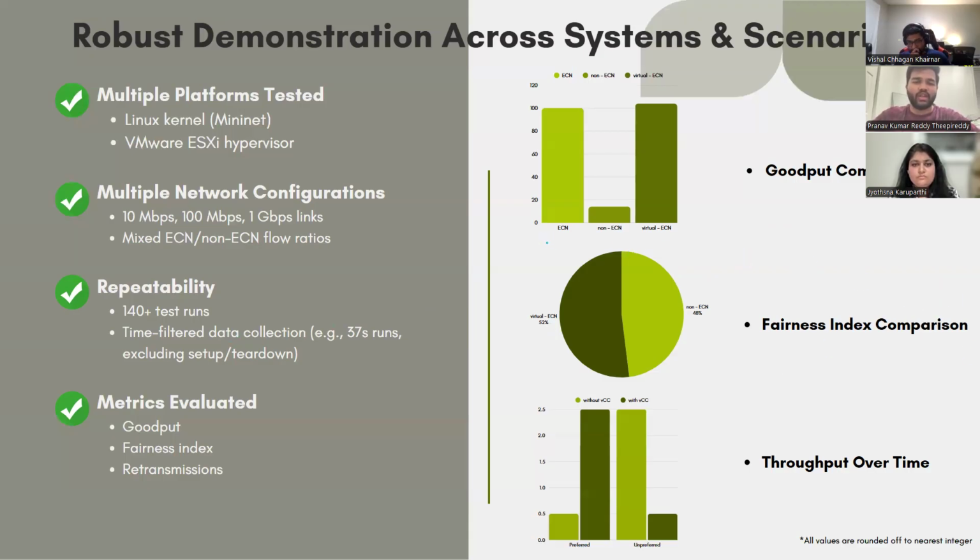You can see that ECN and virtual ECN show similar behavior, whereas non-ECN has a lesser impact on the goodput. Even with the virtual ECN and non-ECN with the fairness index, the virtual ECN is 52% and non-ECN is 48%. And coming to the retransmissions, with the preferred and unpreferred flows, without VCC and with VCC, you can see a big difference.